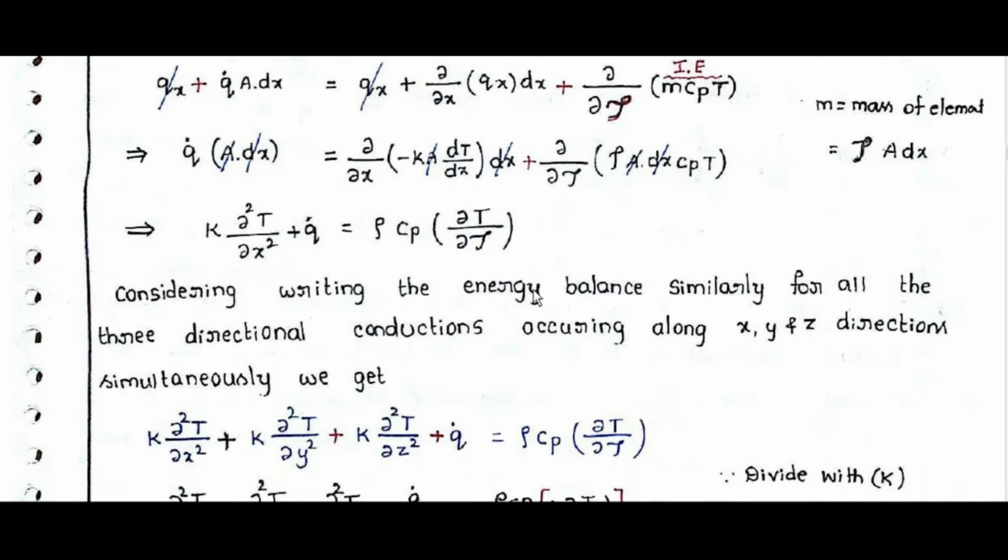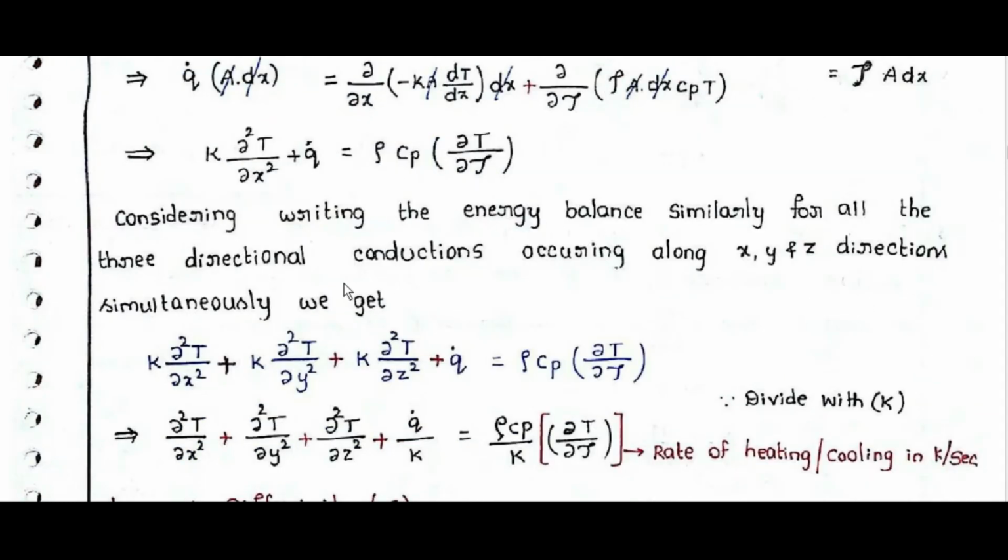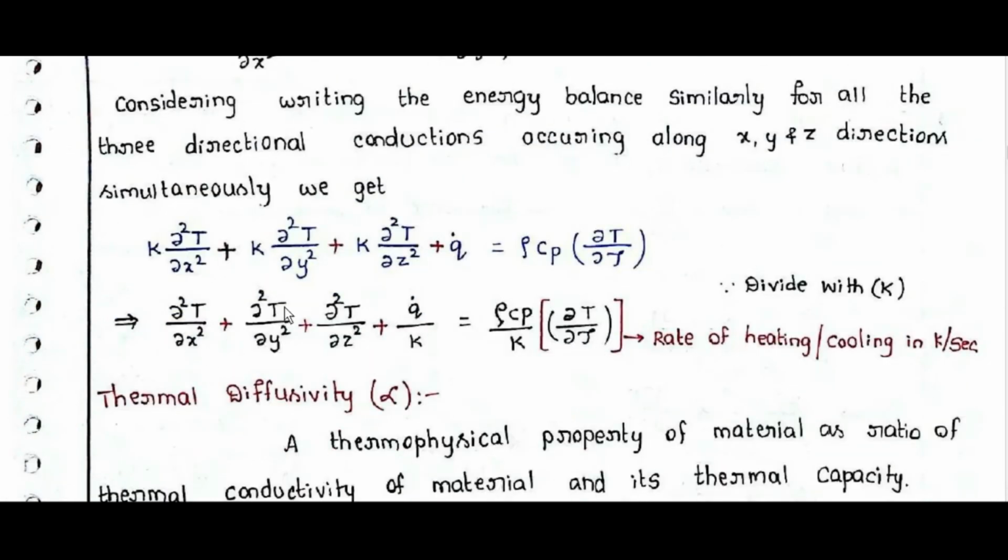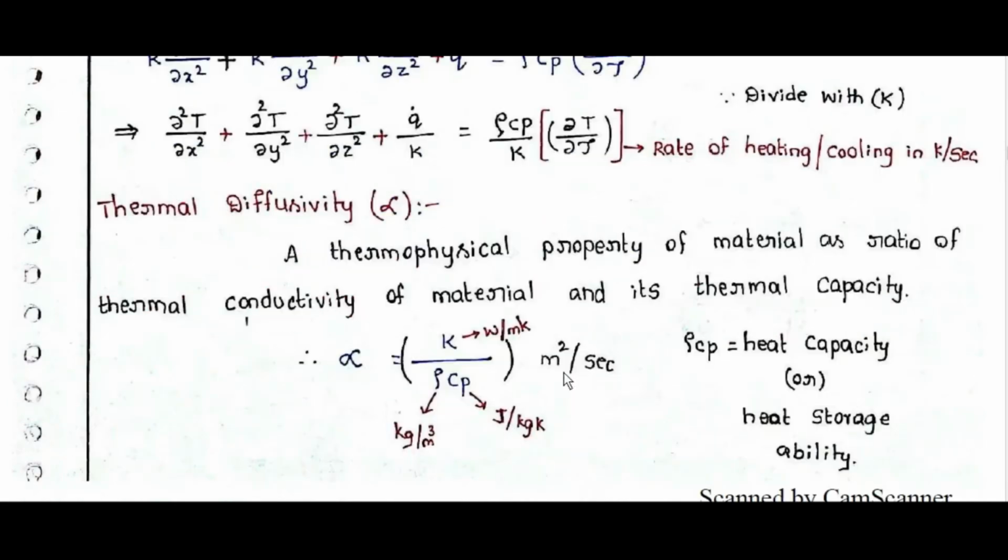Consider writing the energy balance similarly for all three directional conductions occurring along the x, y, z directions simultaneously. We get k ∂²T/∂x² plus k ∂²T/∂y² plus k ∂²T/∂z² plus Q dot is equal to rho c_p ∂T/∂τ. Dividing by k: ∂²T/∂x² plus ∂²T/∂y² plus ∂²T/∂z² plus Q dot by k is equal to rho c_p by k times ∂T/∂τ, which is the rate of heating or cooling in Kelvin per second.